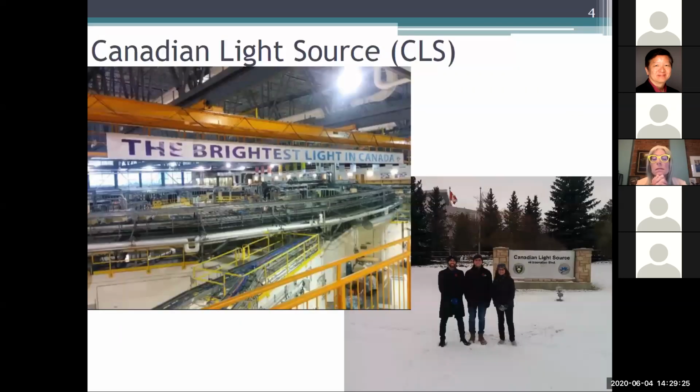Next slide, please. To do this, we traveled to the Canadian Light Source Synchrotron, located in Saskatoon. The reason we went there is that they have experimental facilities that we did not have at York University, but which would be useful for this experiment. Next slide.